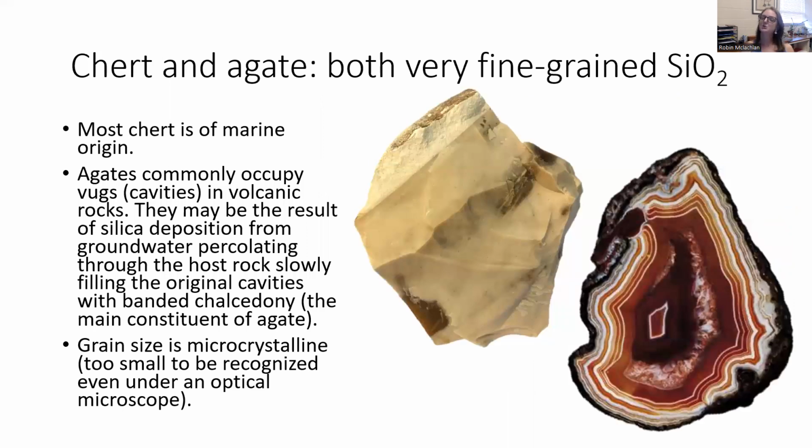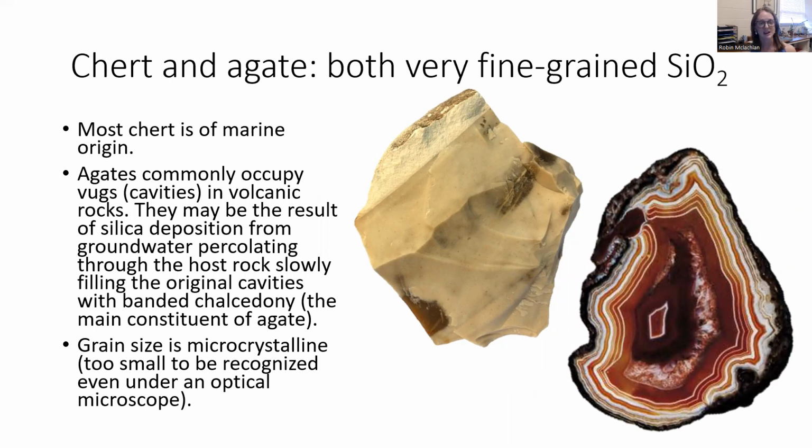Next up, we have two pretty ones. We've got chert and agate. Both of these are basically just very fine-grained quartz. So just like quartz, their chemical composition is SiO2, but they are microcrystalline, meaning that the crystals are so small you cannot even see them under an optical microscope.